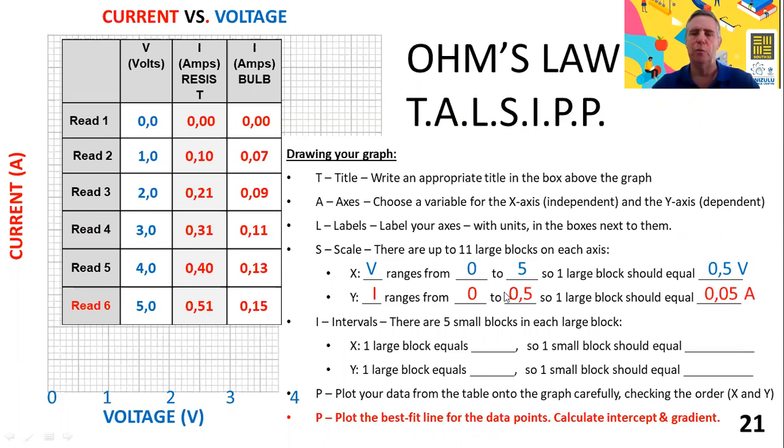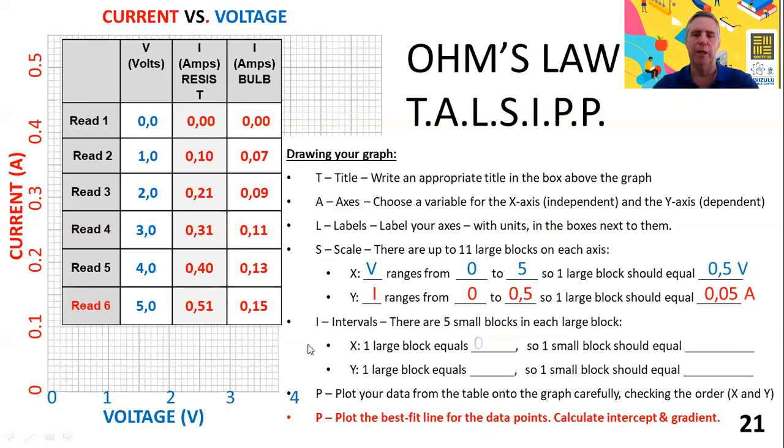So in this case, one large block should equal 0.05 amps. So look at the scale for the current axis. You can see it's quite different here. Now, apart from scale, we need to carefully consider the intervals, because inside a large block, you can see there are 5 small blocks. So how much should each small block represent?